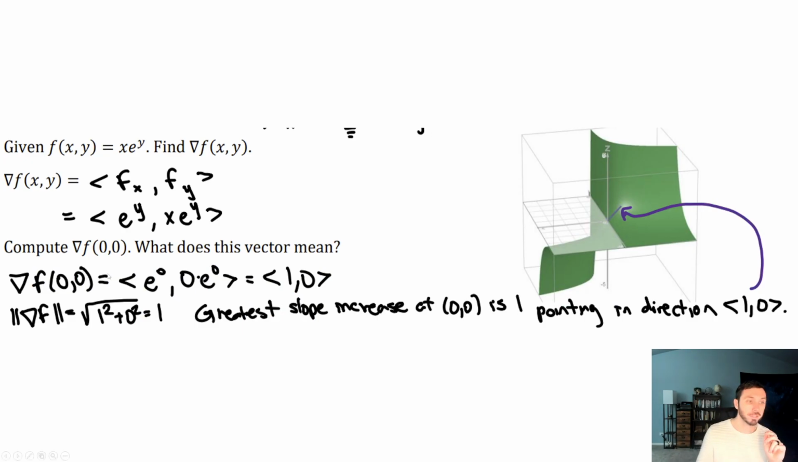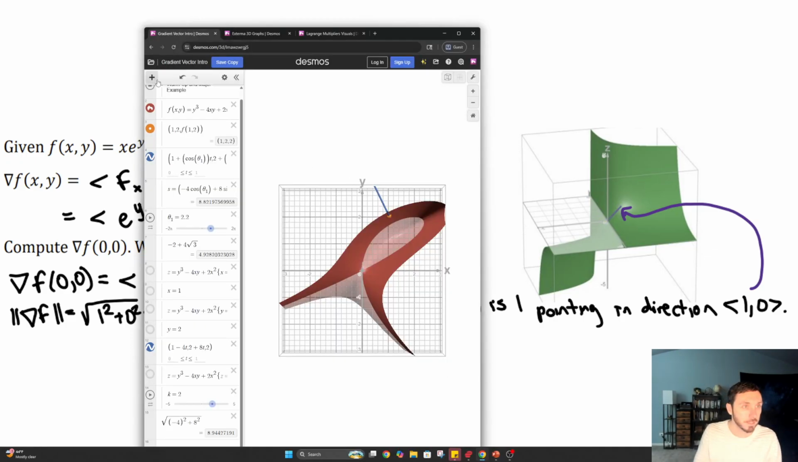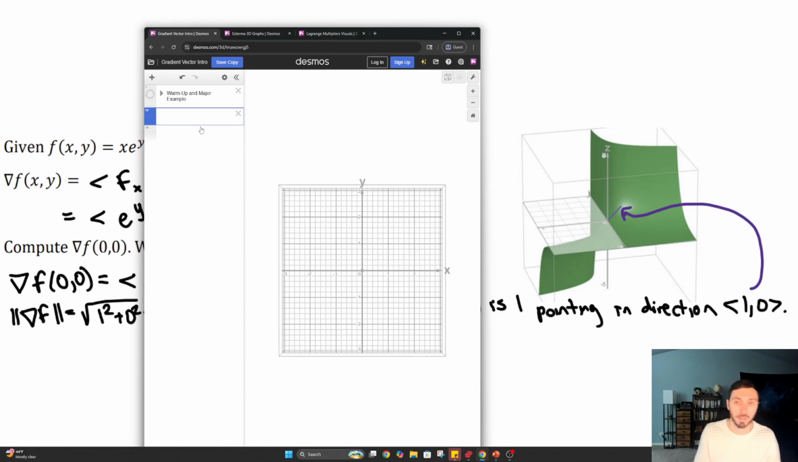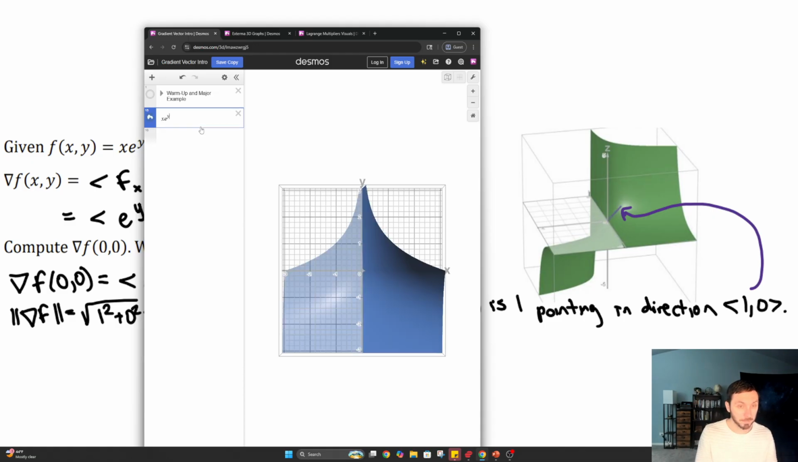All right, so if you plug in 0, 0, you will get 1, 0. So what does this 1 comma 0 mean? That is the direction of the greatest ascent. We have this surface here, which is x e to the y.